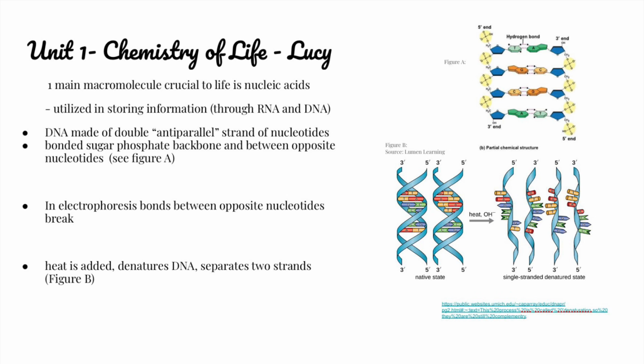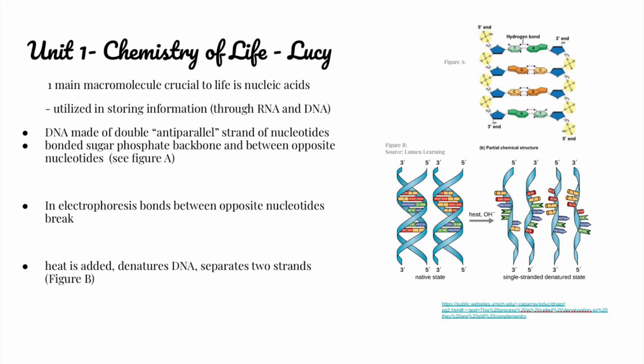We know that DNA is made up of an anti-parallel strand of nucleotides, which are nucleic acids, and they're bonded on a sugar phosphate backbone, and then additionally they're bonded between opposite nucleotides, which we can see in this figure here that shows the hydrogen bond between adenine and thymine and guanine and cytosine.